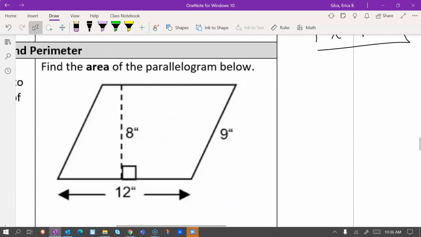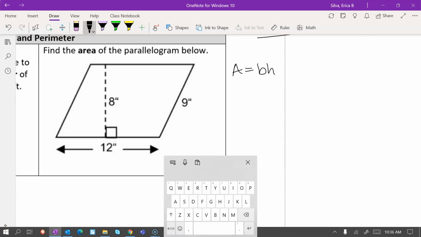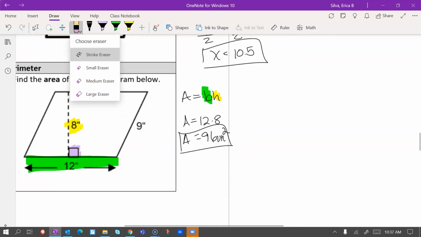For the next one, we're looking for the area of the parallelogram. For area of a parallelogram, area is equal to simply base times height. My base is 12, and my height is 8. Remember, your height has to be perpendicular, which means that we have a 90-degree angle between the base and the height. So in this case, we have 12 times 8, and 12 times 8 is 96. So the area is 96 units squared. I believe that's inches. So let's just put inches.